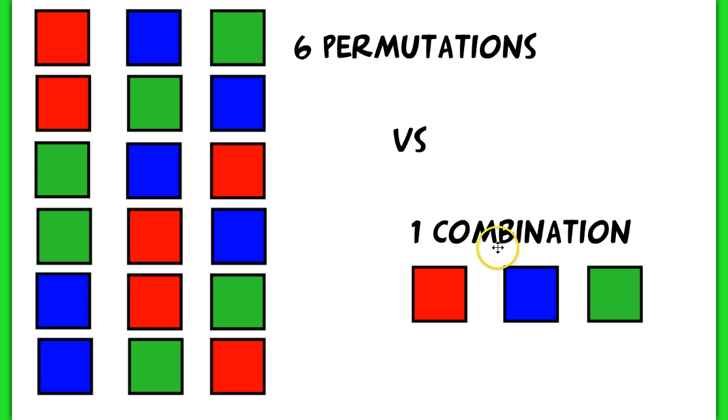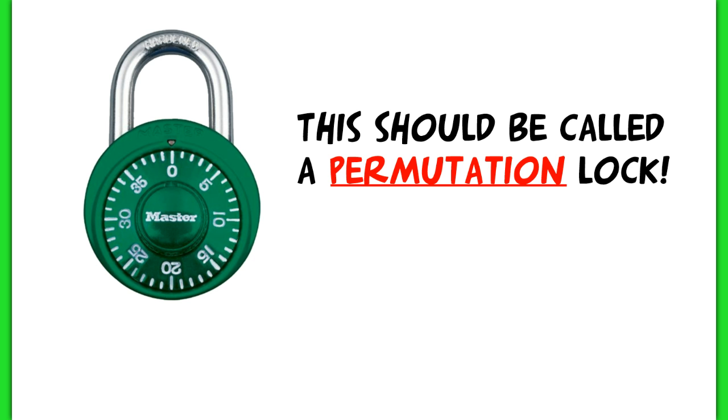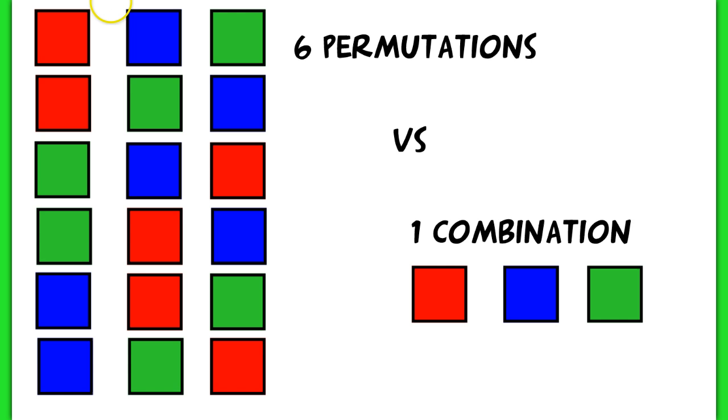whereas you're only going to see one combination, okay? So in other words, you really shouldn't call this a combination lock. It's really a permutation lock. So if I were to consider red, blue, green a different grouping than red, green, blue, I'd end up with 6 different permutations for those same 3 blocks as opposed to just one combination.